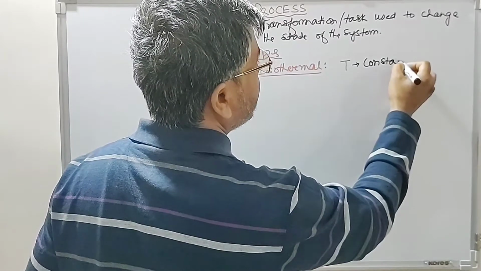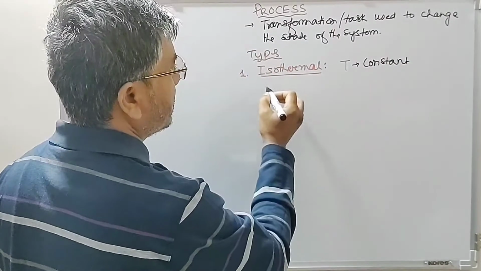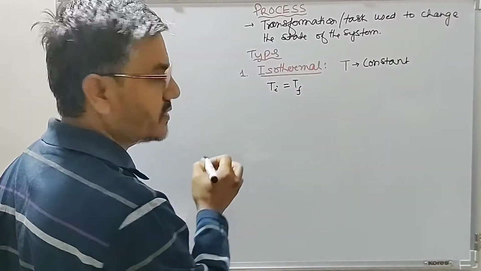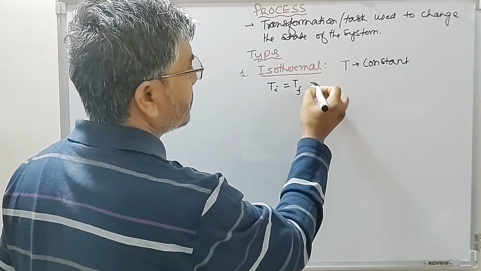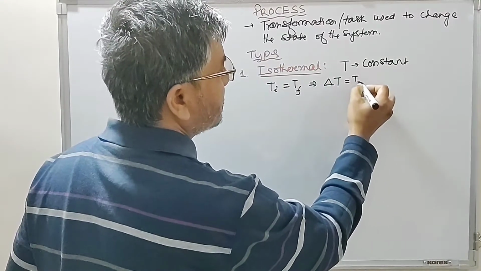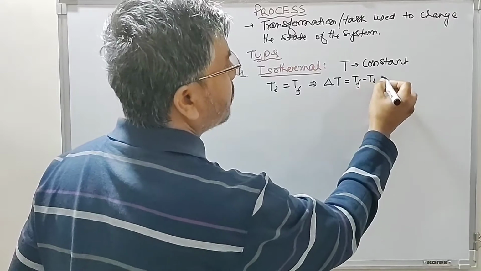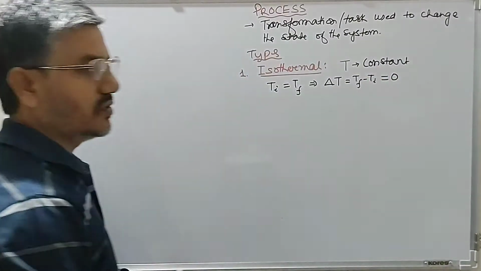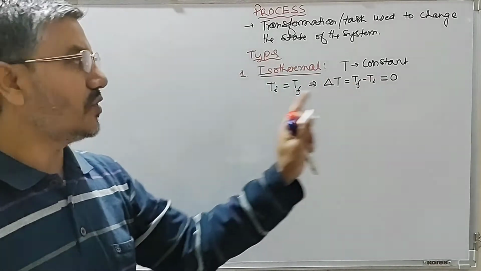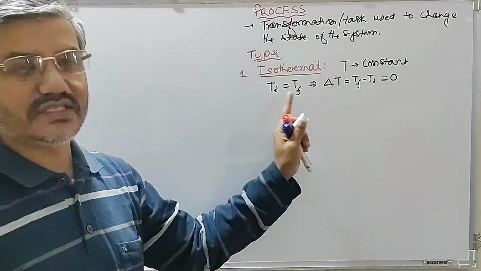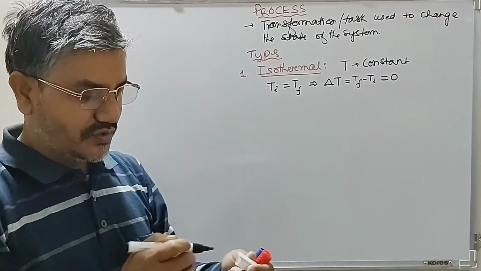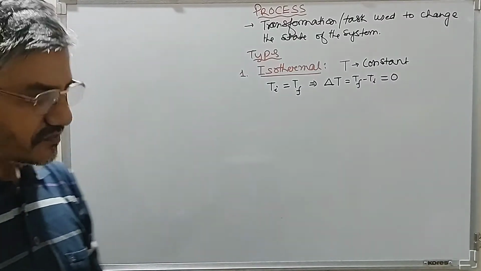If temperature remains constant, that means the initial temperature is always equal to the final temperature. If the initial temperature is equal to the final temperature, it means delta T, which is defined as Tf minus Ti, will always be equal to 0. So any process in which the temperature remains constant, or the initial and final temperature remain the same, or delta T equals 0, that process is known as isothermal process.